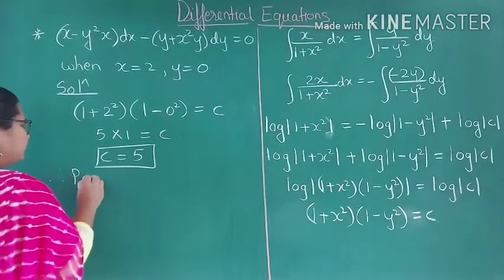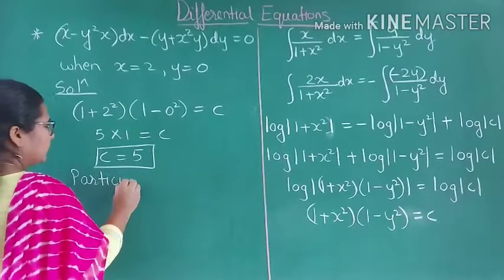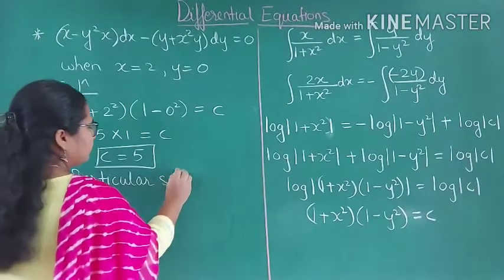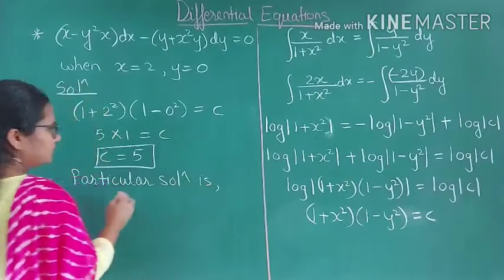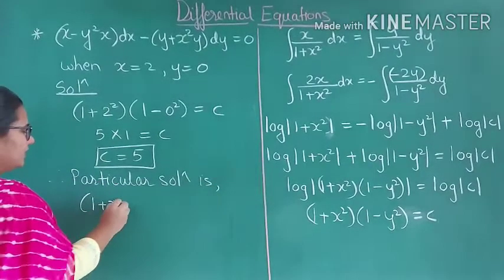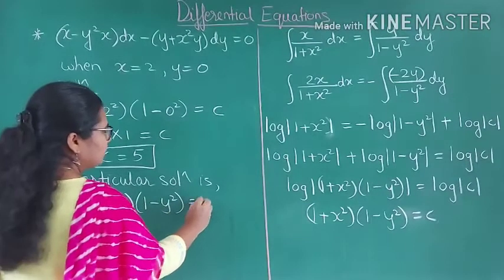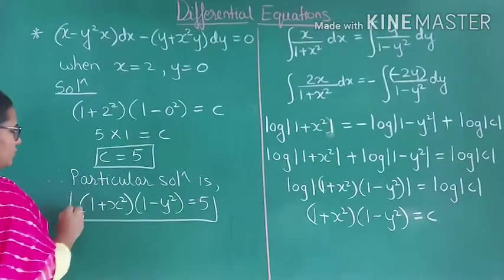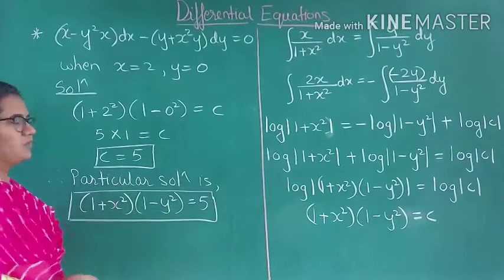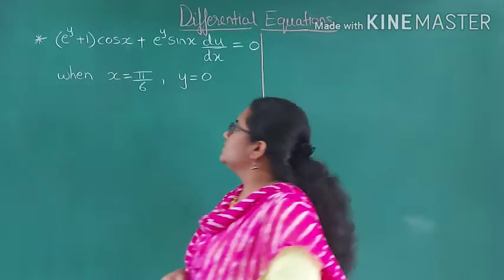Therefore, the particular solution is 1 plus x square into 1 minus y square is equal to 5. So this becomes your particular solution. Okay. Now let us see the next example. So what is the example?